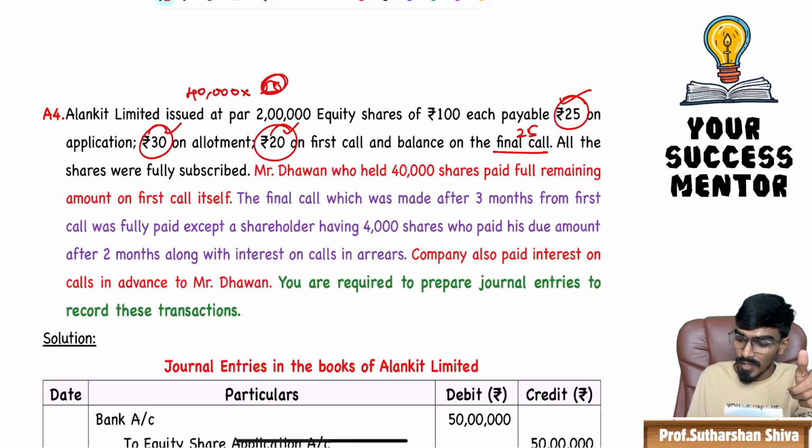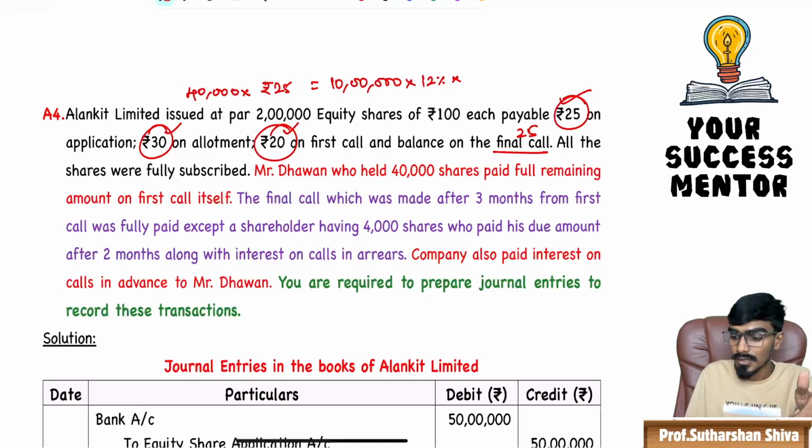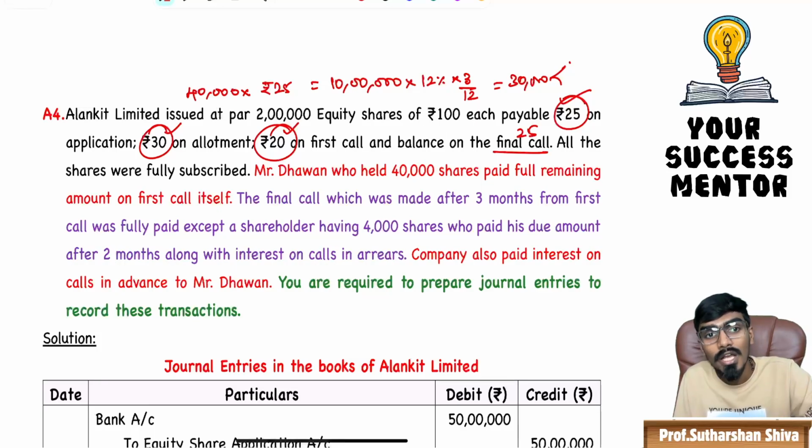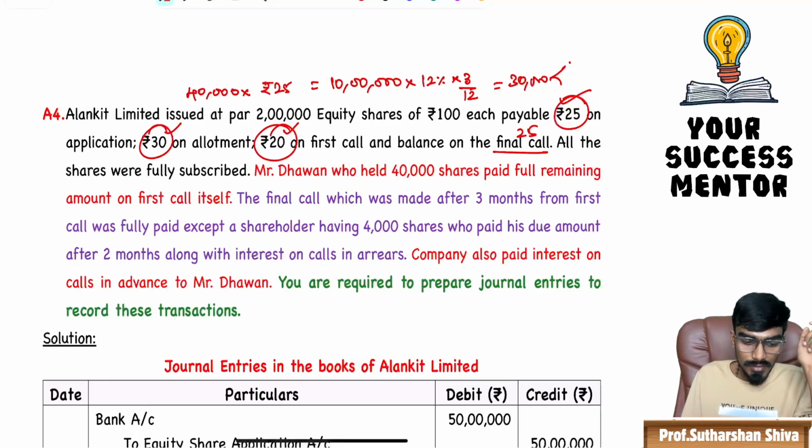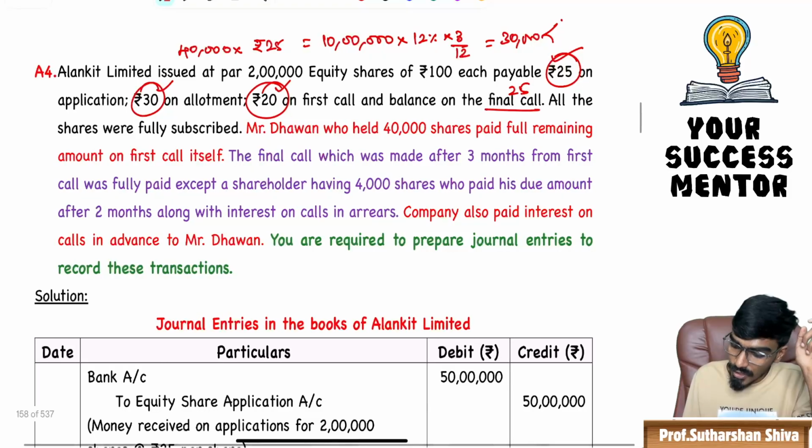So 40,000 into 25 is what? 10 lakhs, sir. 10 lakhs into how much percentage? 12 percent. For how many months? 3 months, sir. Calculate that: 30,000, sir. For 30,000 you will be passing one entry. What entry? Interest in calls in advance: bank to interest on calls in advance, or shareholder to bank. Okay, then what is the next entry you will be passing, sir?